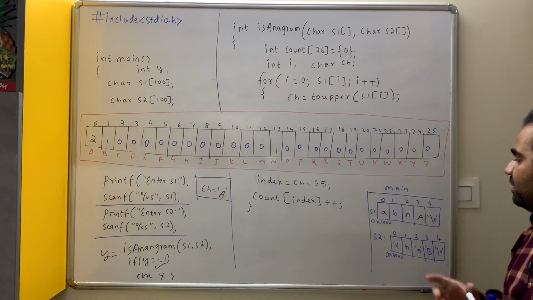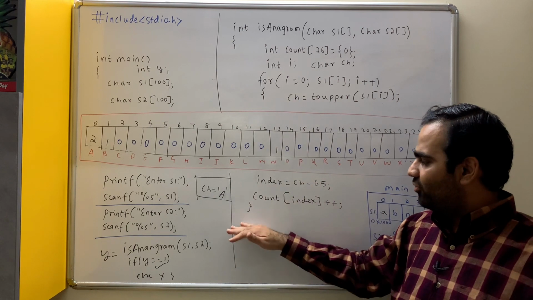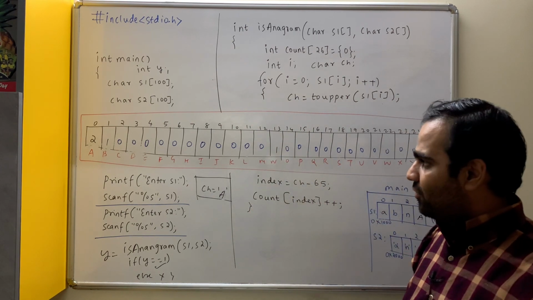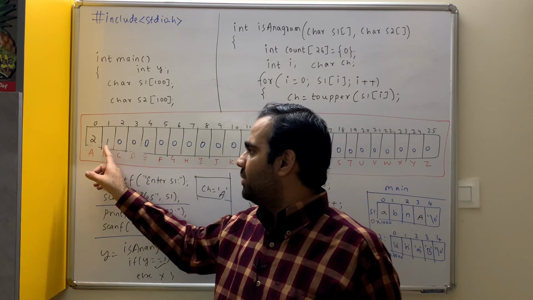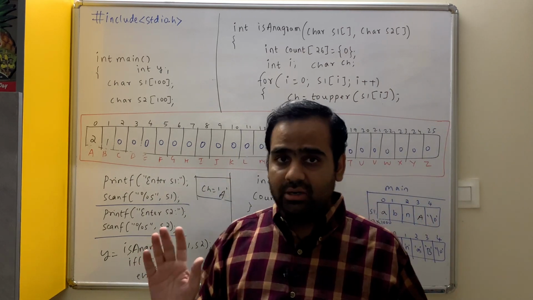Now again you say i plus plus, i becomes 4. s1 of 4 is the null character, so the condition is false. You come out of this for loop. This is the point where we come. And what does this array say? A appears 2 times, B appears 1 time, N appears 1 time, and all other characters appear 0 number of times.